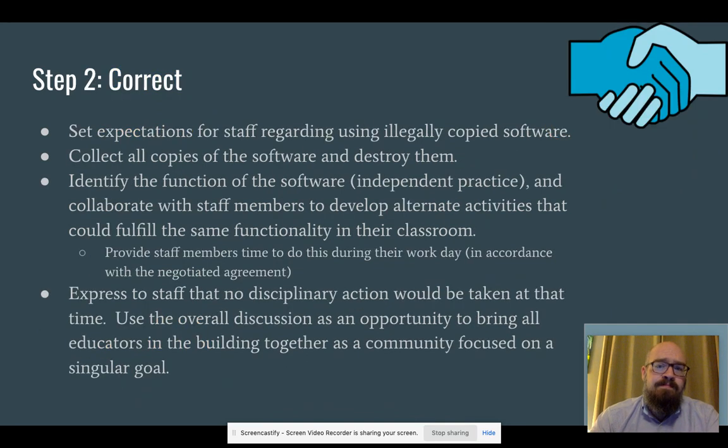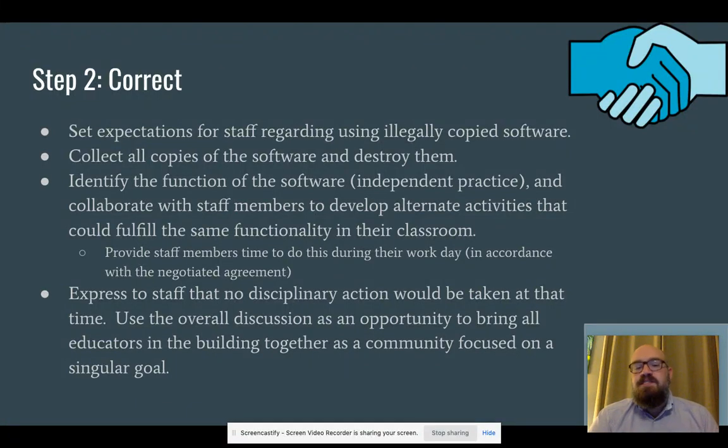The next thing we want to do is we want to correct the behavior. We want to set expectations for staff regarding using illegally copied software. We want to collect all copies of the software and we want to destroy them. Finally, I think it's important to identify the function of the software and that the independent practice. And then we want to collaborate as teams to find alternate activities that can fulfill the same functionality in the classroom. And an important piece in this specific option is to provide staff members time to do that during their work day, in accordance, of course, always with a negotiated agreement.